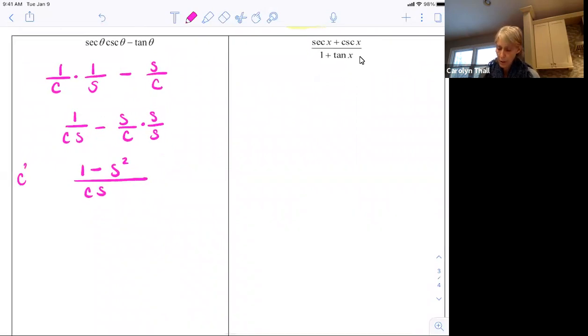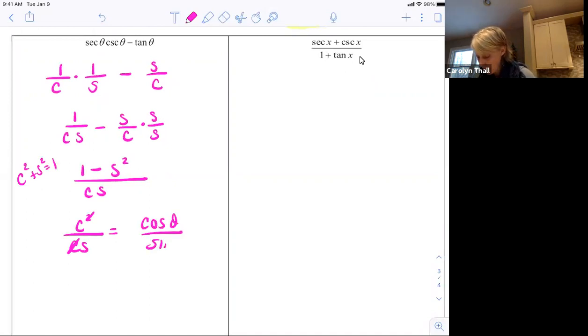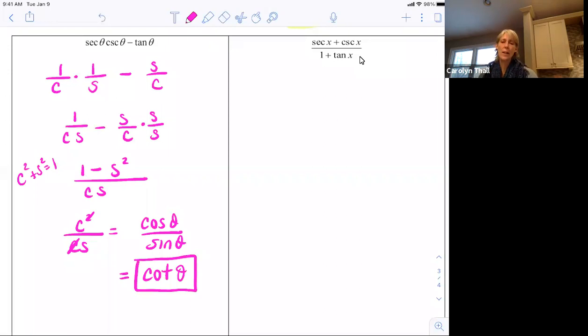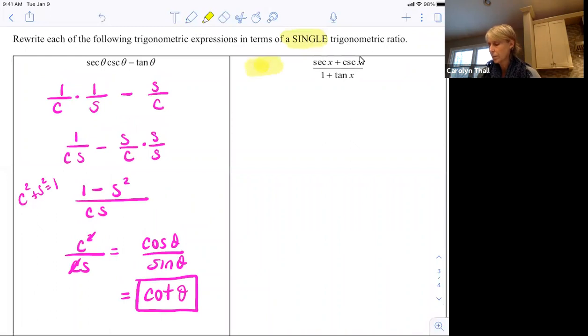Hopefully we remember cosine squared plus sine squared equals 1. So the top, 1 minus sine squared, is really cosine squared. One of my cosines is going to cancel out. I'm left with cosine theta over sine theta, which is really cotan theta. One single trigonometric expression. Highlighted as homework.